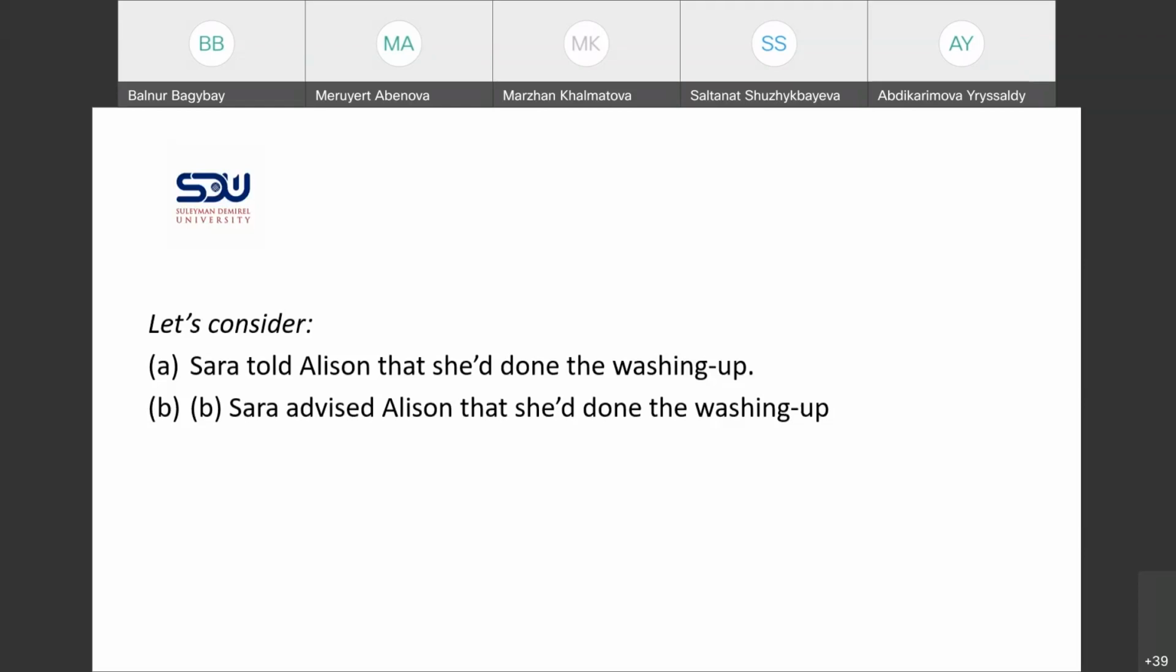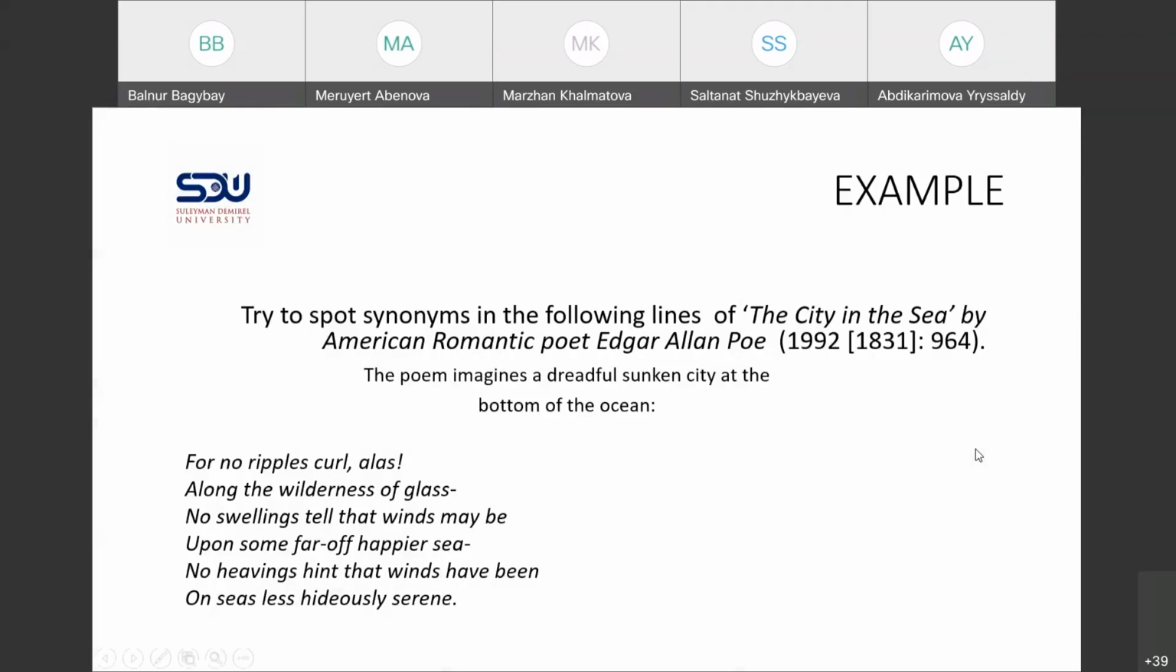So let's have a look at the example. This is a poem by the American romantic poet Edgar Allan Poe, you may probably know. The poem is called The City in the Sea. It imagines a dreadful sunken city at the bottom of the ocean. So it's not Bikini Bottom. It's quite a dreadful city.